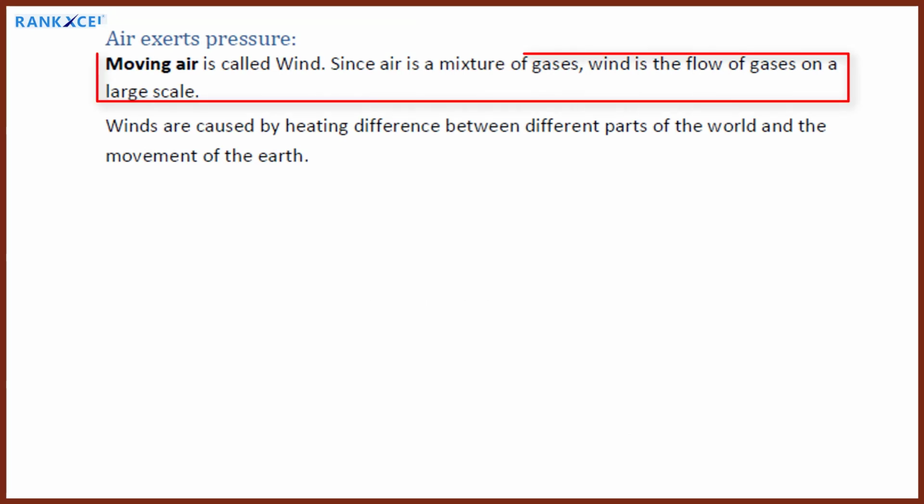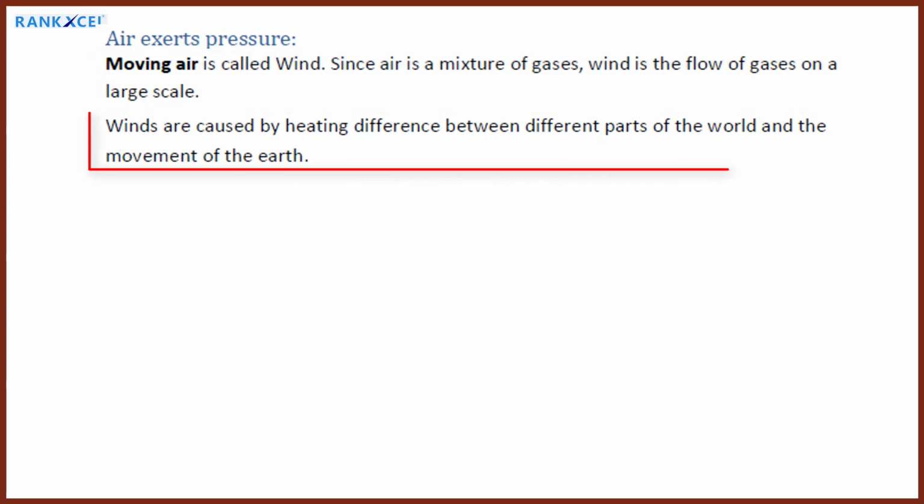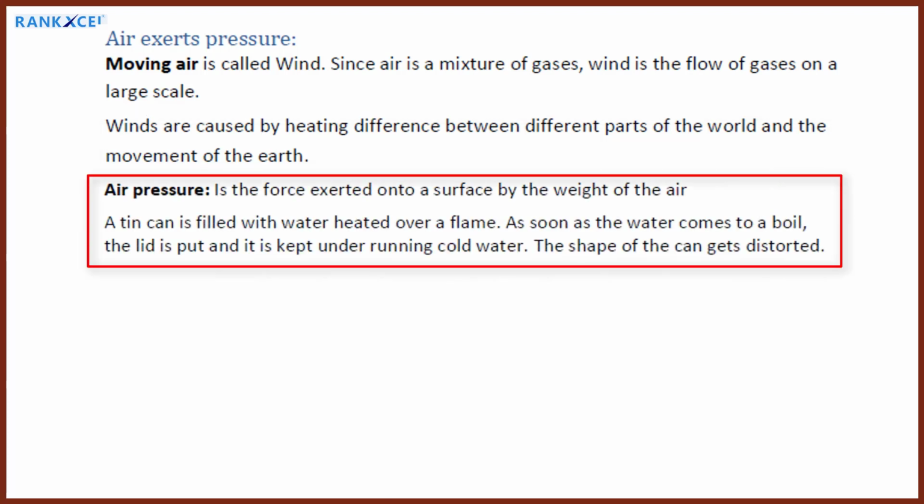Air exerts pressure. Moving air is called wind. Since air is a mixture of gases, wind is the flow of gases on a large scale. Winds are caused by heating difference between different parts of the world and the movement of the earth. Air pressure is the force exerted onto a surface by the weight of the air.